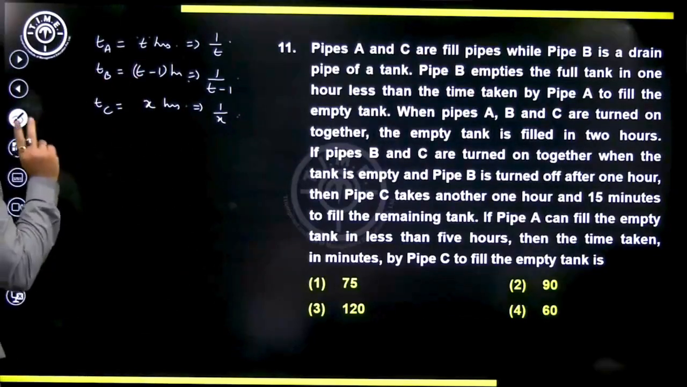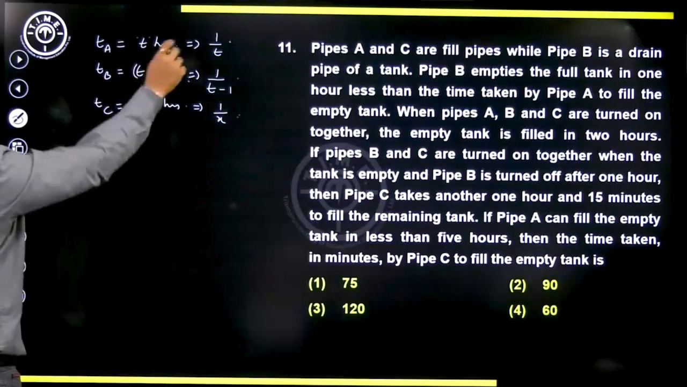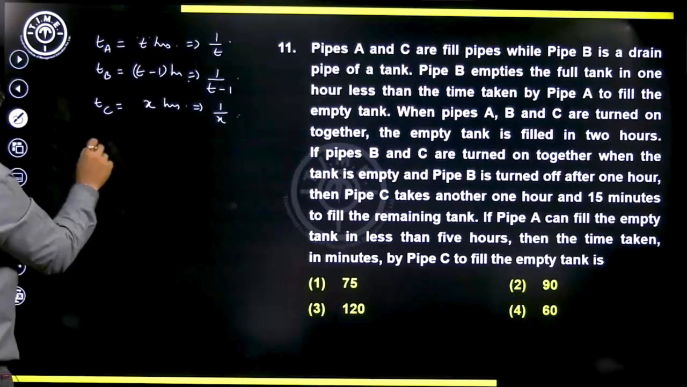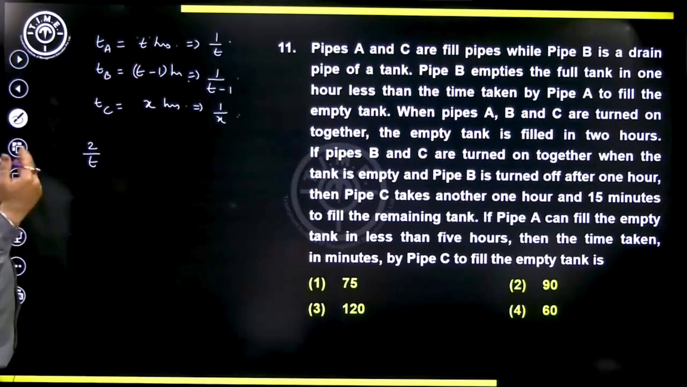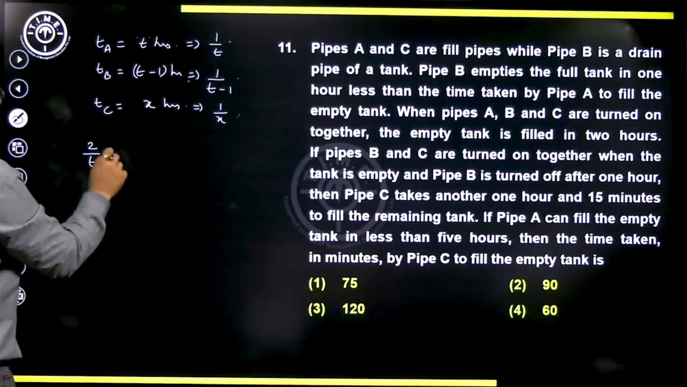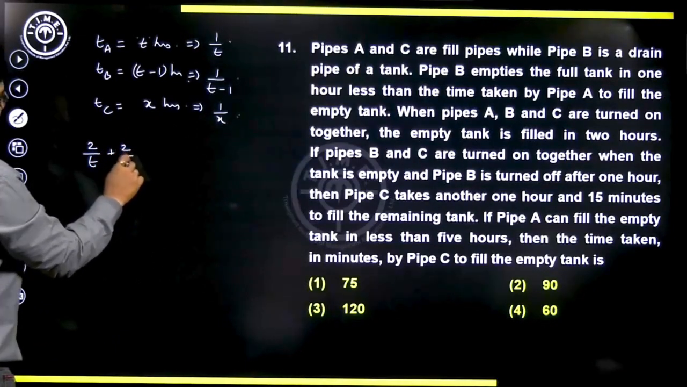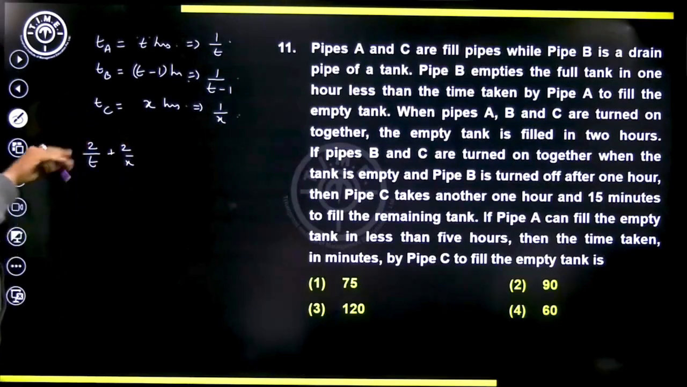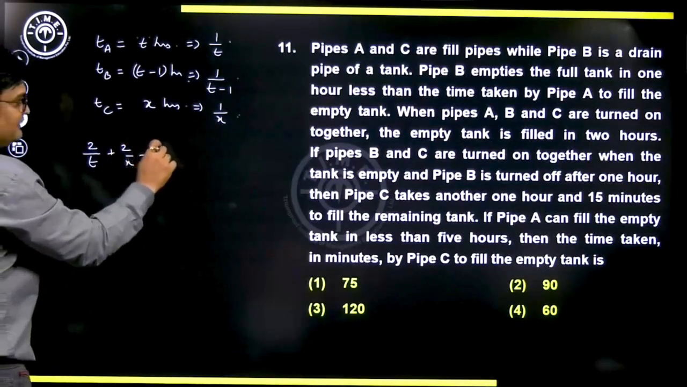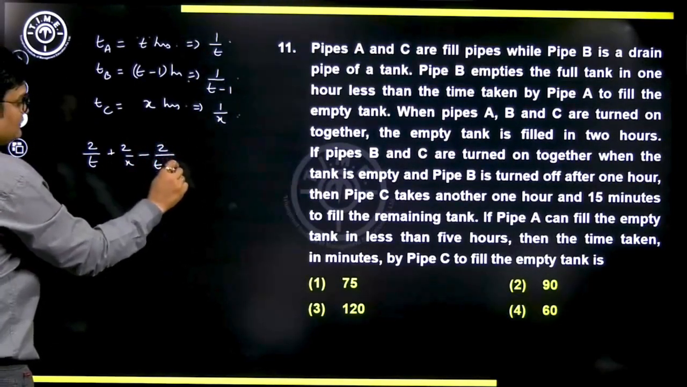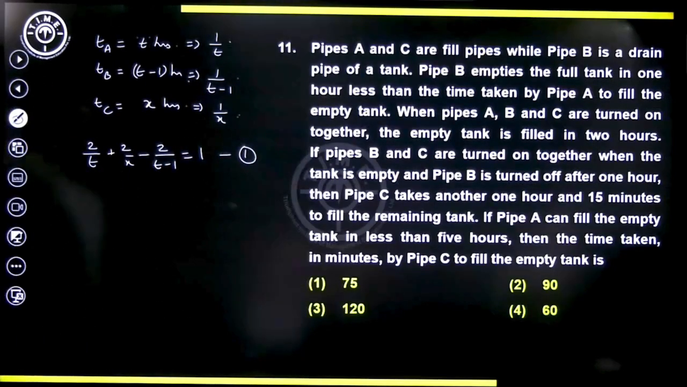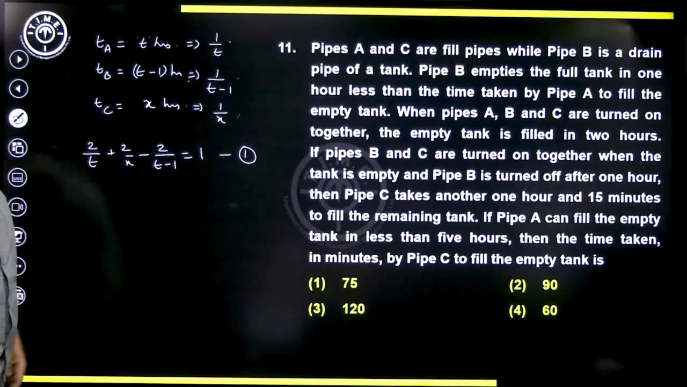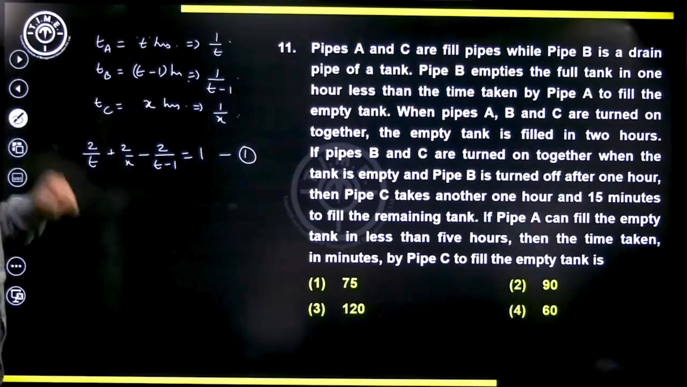So that means in 2 hours, the work done by A will be 2 by T, or 2 by T part of the tank will be filled. Work done by C, and work done by B, B is negative work because it's emptying, should be equal to 1. Now the empty tank is completely filled in 2 hours like this. Okay, I get this equation.